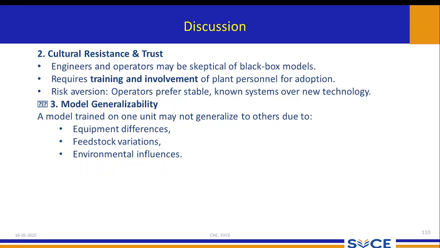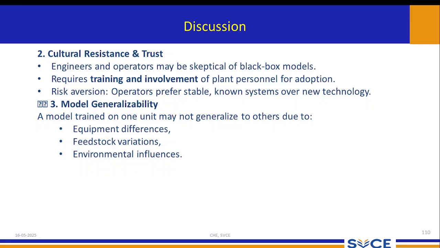It requires training and involvement of plant personnel for adoption. Risk aversion: operators prefer stable known systems over new technology. Model generalizability: a model trained on one unit may not generalize to others due to equipment differences, feedstock variation, and environmental influences. Last time I told you about the differences in equipment.